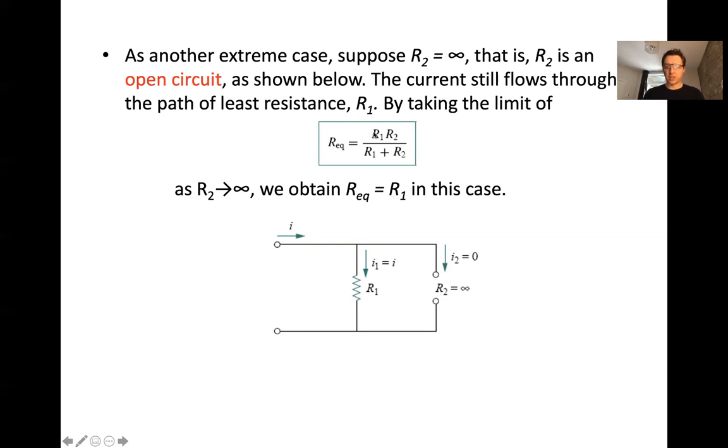And so you can show this just by basically noting that as R2 gets bigger and bigger, this fraction tends to R1. That's the limit. And so in other words, the equivalent resistance of a current divider where one of the resistors is infinite is equal to R1. It's as if this branch just doesn't exist.